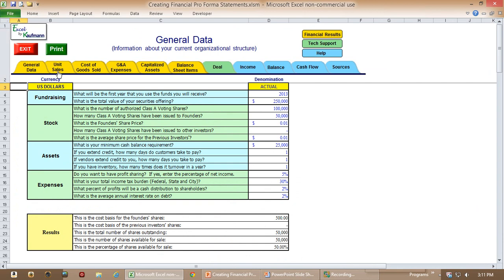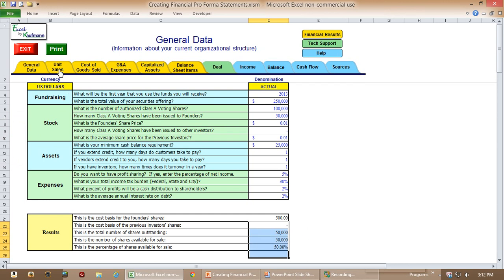The first page on general data was just some basic assumptions and was set up in a way for them to provide information, financial information, which was needed, but which you would not necessarily know that you needed to have if you didn't have a financial background. So we had questions about fundraising, questions about your stock, what you have now, what you want to raise, what your starting assets will be, some expectations about your expenses, and then some calculations that will be used later down here.